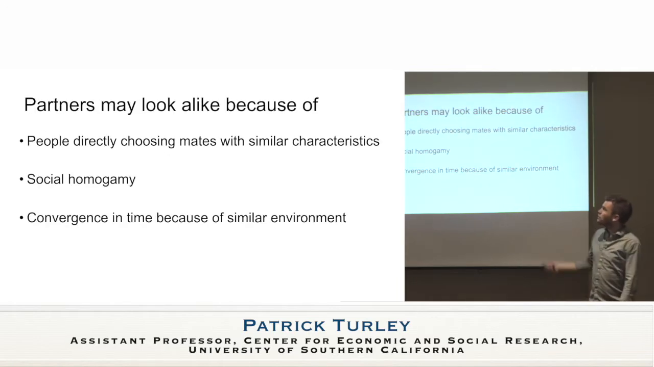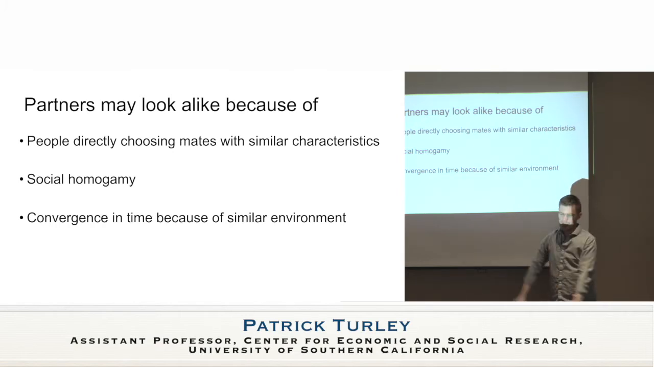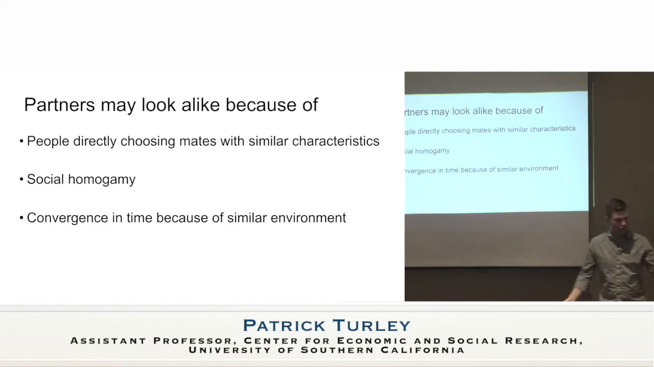Great. So partners may look alike for a lot of different reasons. And so this first one is kind of this causal model that I was thinking about. People may choose who they're mating with based on those individuals' characteristics. So you may just see tall people prefer to be with tall people or other things like that. And so this is one reason why you might see mate pairs being more similar.